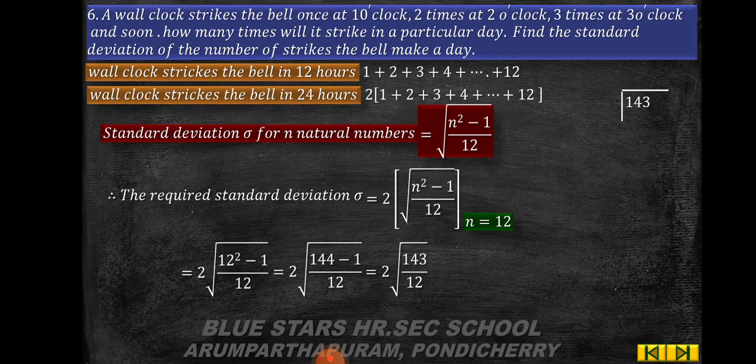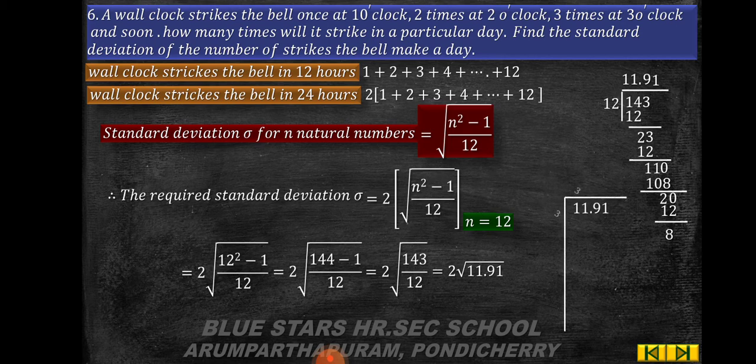So 143 divided by 12, you get 1 times 12, the remainder is 23, then again 1 times 12, the remainder is 11, put the decimal, add a 0, 9 times 108, then the remainder is 2, add a 0, again 1 times 12, the remainder is 8. So 2 into root of 11.91. Now we are going to find the square root for 11.91.